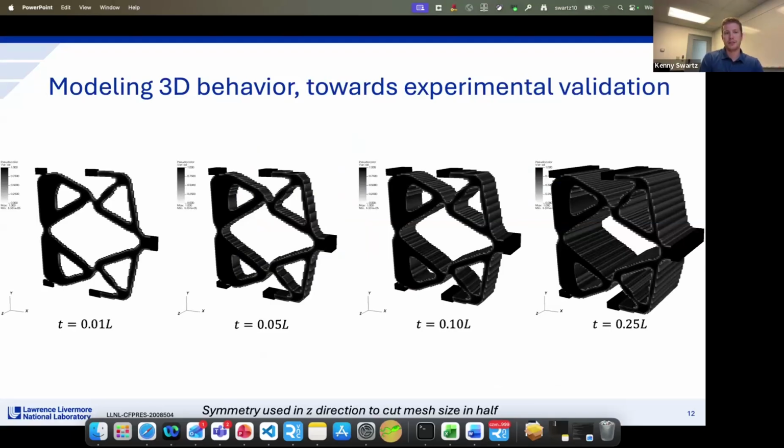One of the first things I looked at was the true 3D behavior. Everything I showed you up to this point was modeled with a 2D mesh, so we can completely ignore out-of-plane effects. One of the things I wanted to look at was varying the third dimension. So the design will still be 2D, but it's kind of 2.5D in the sense that we'll take that 2D cross-section and then extrude it into the third direction.